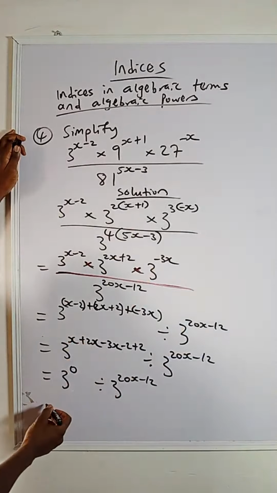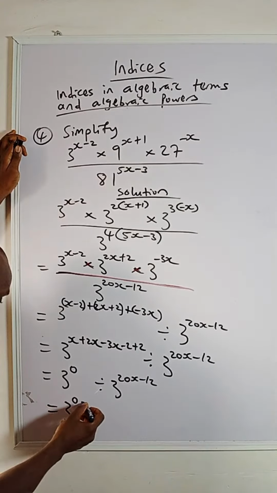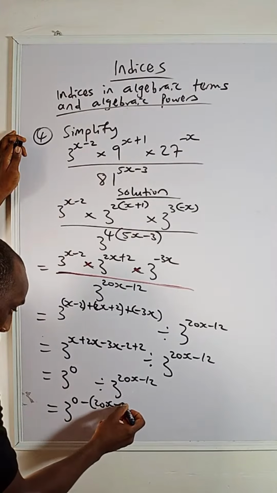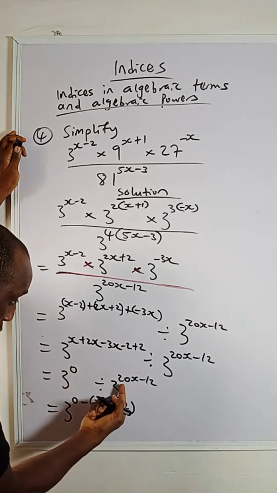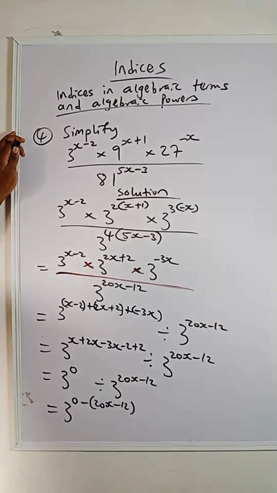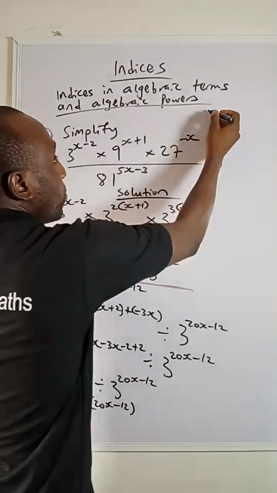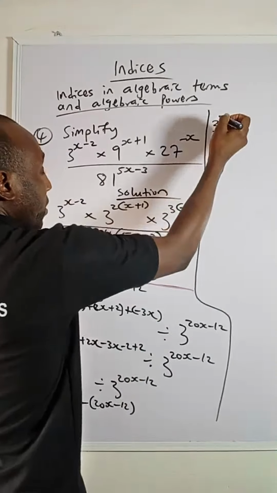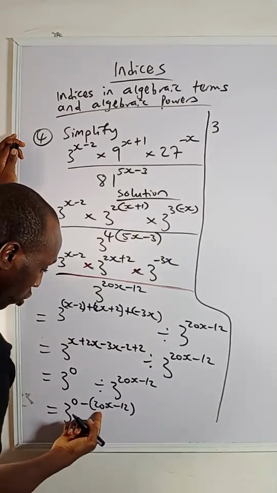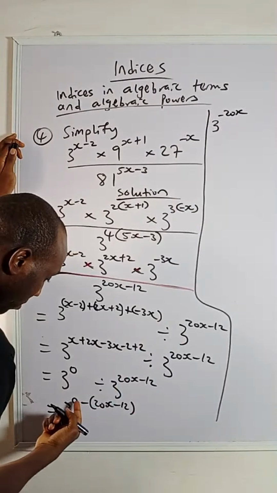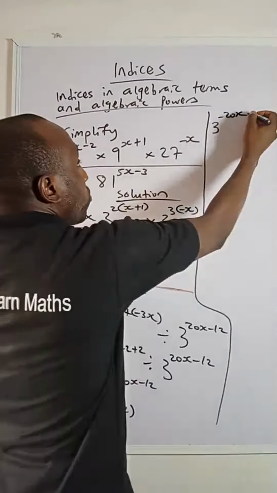So let's keep going. This is equal to 3 raised to power 0 minus. Please enclose this in a bracket, otherwise you get a wrong answer because you are subtracting 20x minus 12 from 0, so you have this. Okay, I don't know if I can manage this space. Let me see. I don't want to erase this anymore. So you have 3. 0 minus 20x is minus 20x, and minus 0 minus 12 is what? Plus 12.